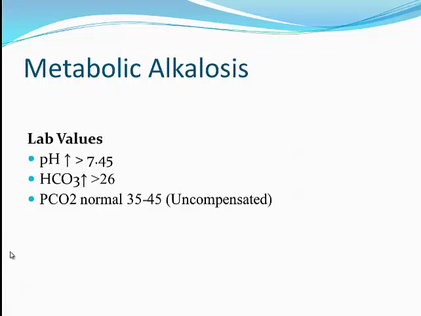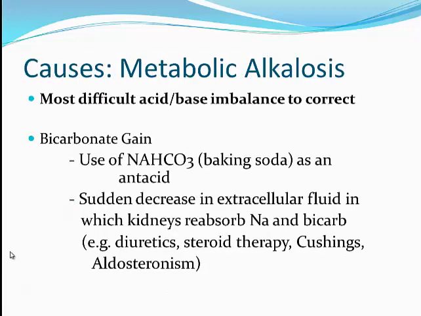Metabolic alkalosis. This is when our pH is above 7.45, so we know it's alkalotic. HCO3 is above 26, so we know it's metabolic. PCO2 is normal, 35 to 45, so we know it's uncompensated. This is the most difficult acid-base imbalance to correct.